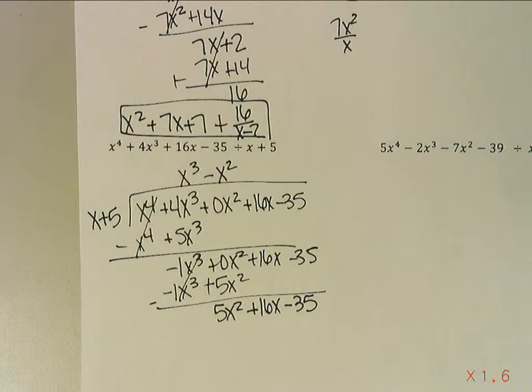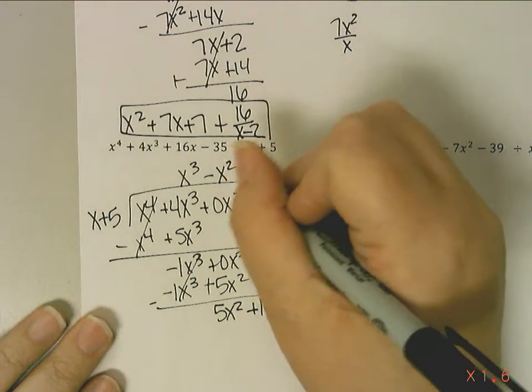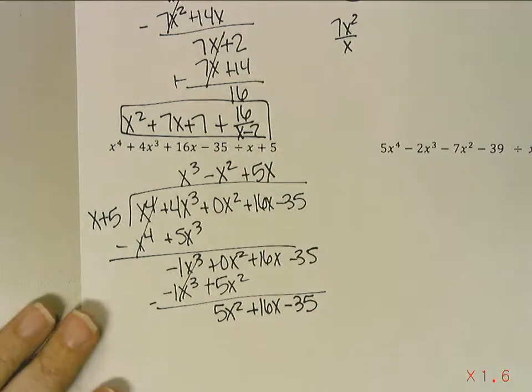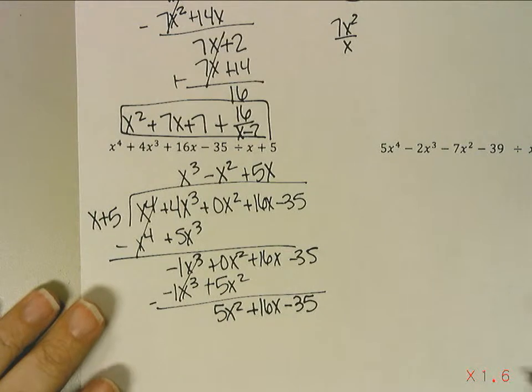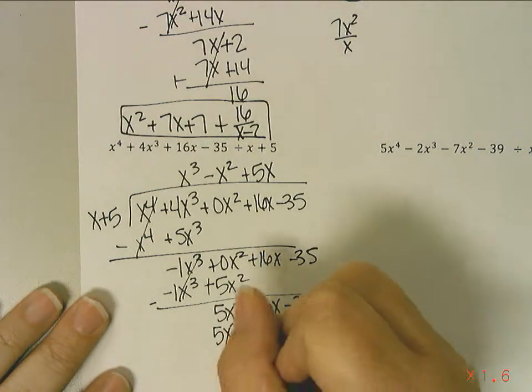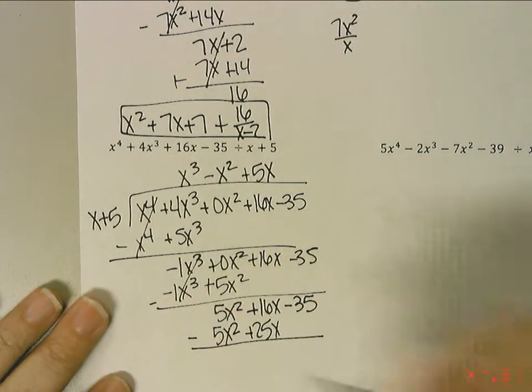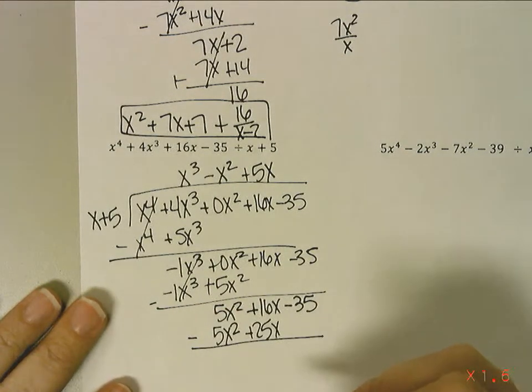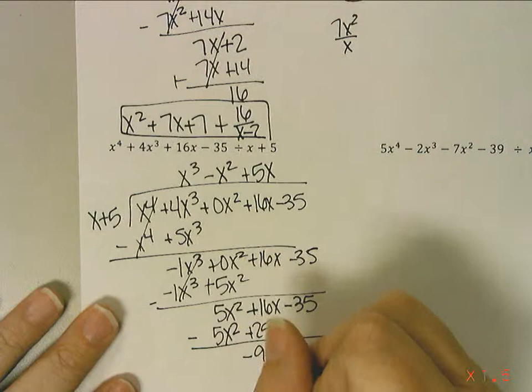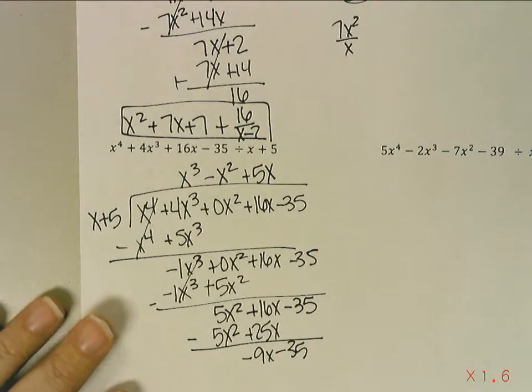So now our front term that we have is now 5x squared. So 5x squared divided by x becomes 5x. So we're going to put that above our x term. So this is plus 5x. And then we're going to multiply it out again. So 5x times x is 5x squared plus 25x. And then we're subtracting these. So when we subtract these, this becomes negative 9x minus 35.